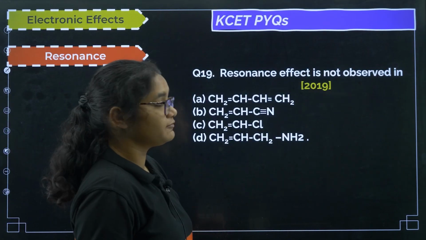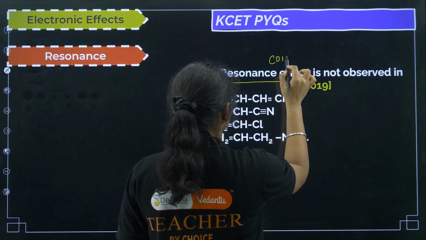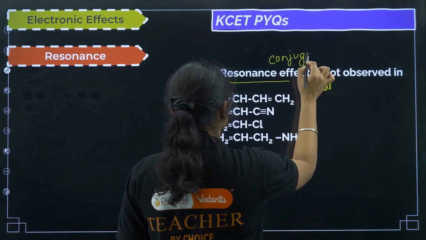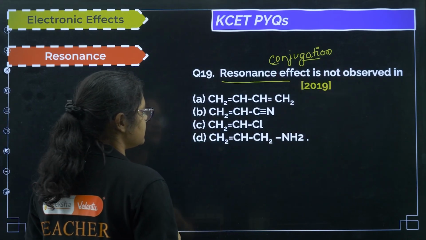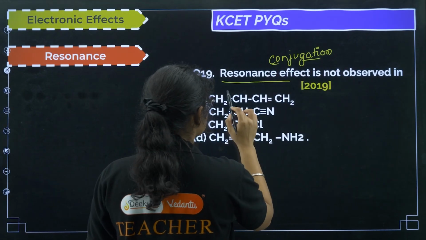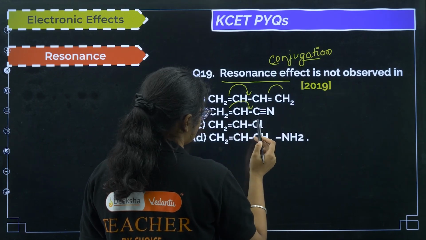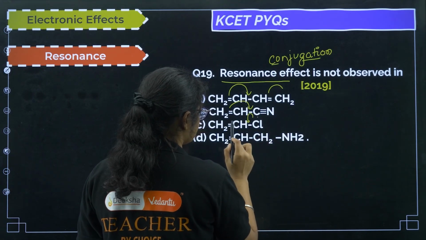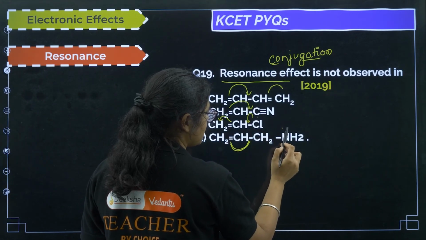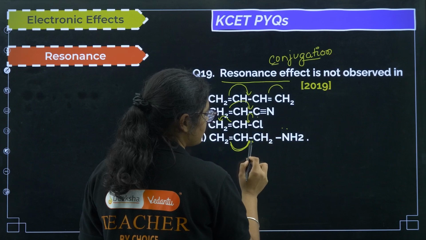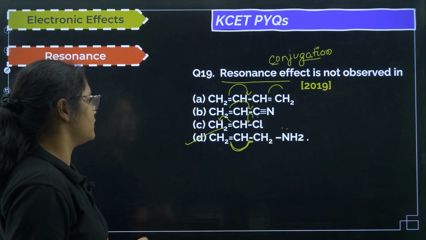Next, the resonance effect is not observed in. So for resonance effect, what do we need? We need conjugation, right? We need conjugation for resonance effect. So can you see any resonance here? You can have resonance here. Here also we have conjugation for resonance. Here also we can find resonance. But here you see there is no conjugation, right? Here there is an N double bond, but after that there is no double bond. So here we cannot find resonance. So option number D is the correct answer.